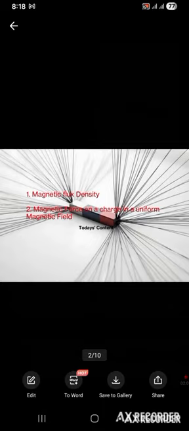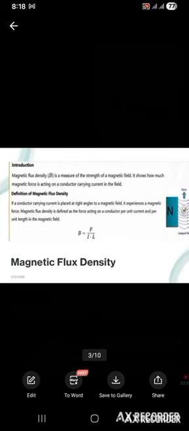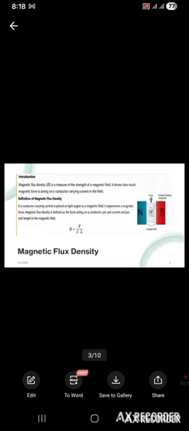First topic is the magnetic flux density. We are all familiar with the word density. It means a certain quantity in the space, right? That is what we call a density. And by the magnetic flux density, we will mean the number of magnetic lines in an area, or you can say in a space, right? That is what we call the magnetic flux density.